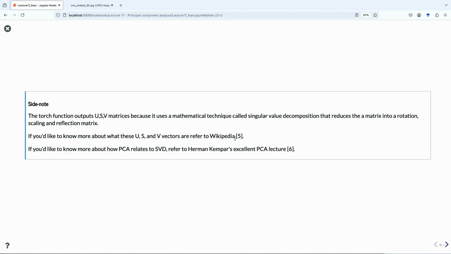Did you guys do singular value decomposition? Oh, so you got this all unlocked. All right. So you guys all know what U, S, and V are. If you don't, I highly recommend you look at Wikipedia. Wikipedia actually has a good article on it. Also, the reason it comes up in PCA is not too difficult. I'm not going to go over it, but you could look at Herman Kemper's excellent PCA lecture. He'll go over the relationship between PCA and the SVD algorithm.